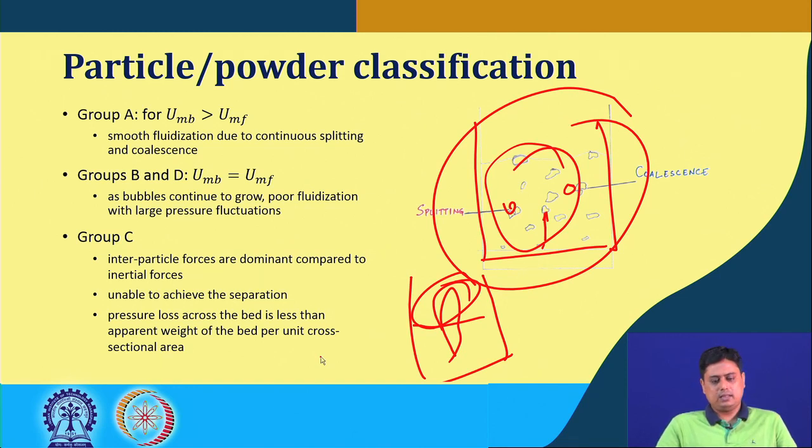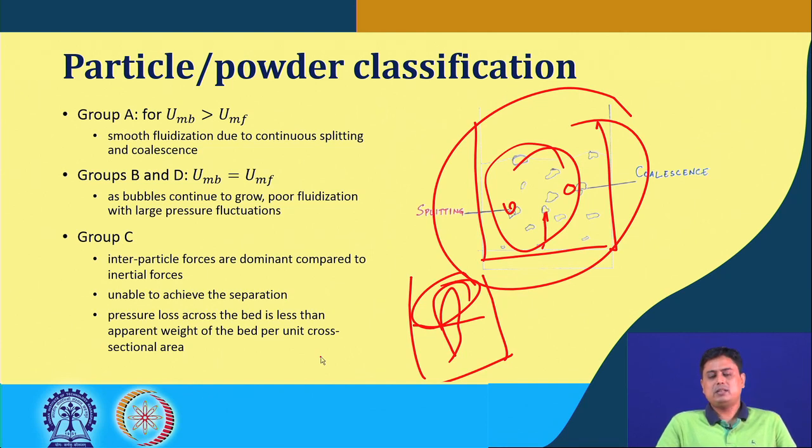The group C particles, the interparticle forces are dominant compared to the inertial forces that are acting on the particles by the fluidizing fluid. These are unable to achieve the separation between the particles, and that is why this channeling happens, because they stick to one another due to these interparticle forces. And the pressure across the bed is less than the apparent weight of the bed per unit cross sectional area, always in such group of particles.